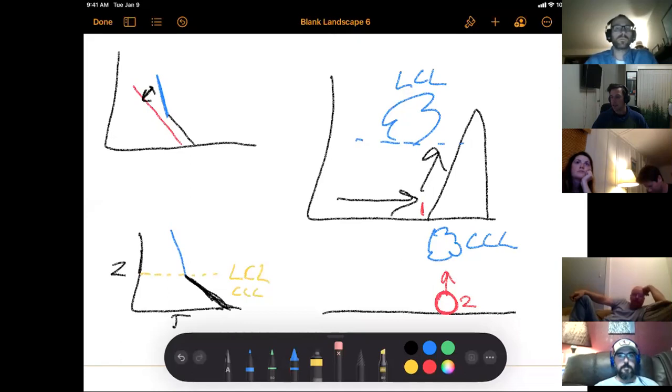But basically, if this line was closer over here, so let's say this moved over here somewhere, if we wanted to understand if that would end up creating clouds, we'd basically just follow this mixing ratio up to where it hits the environmental lapse rate.